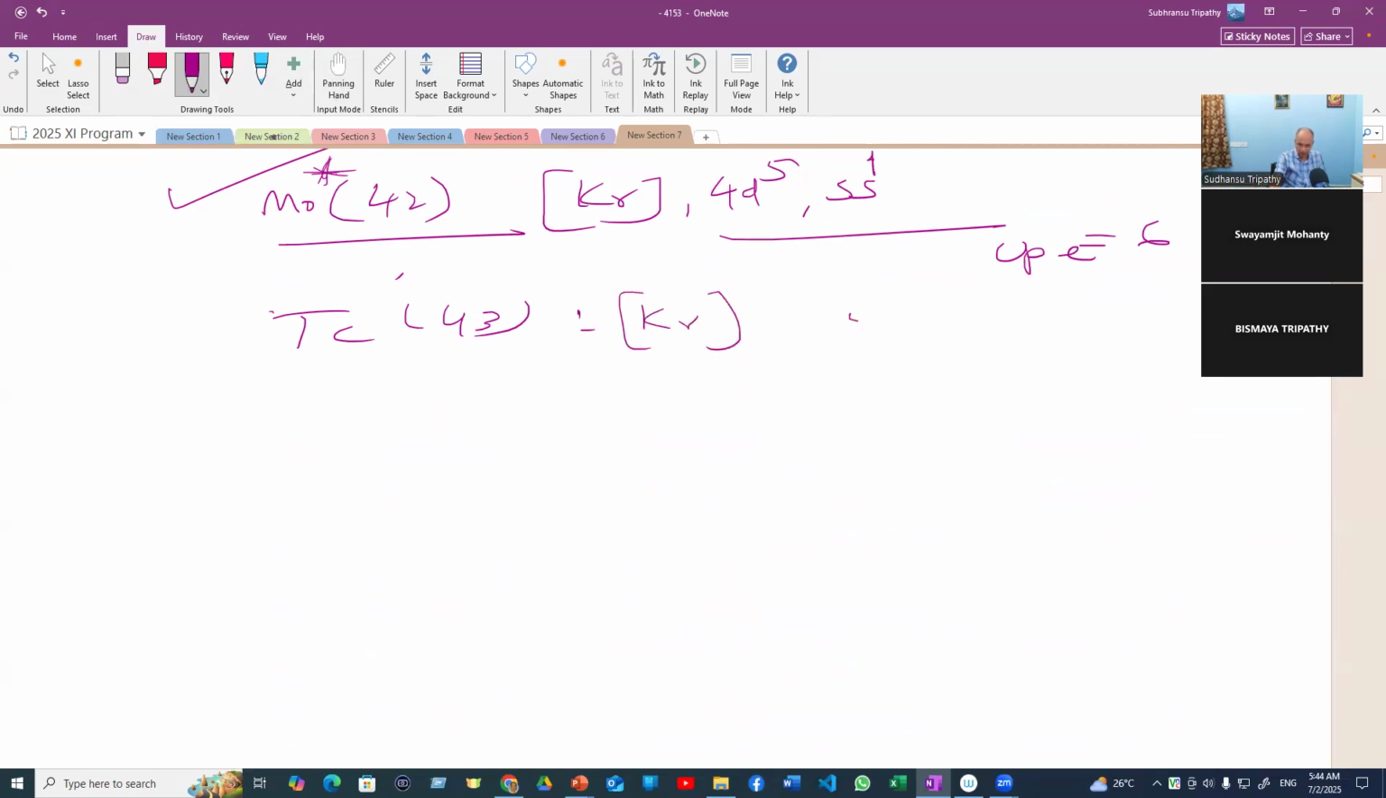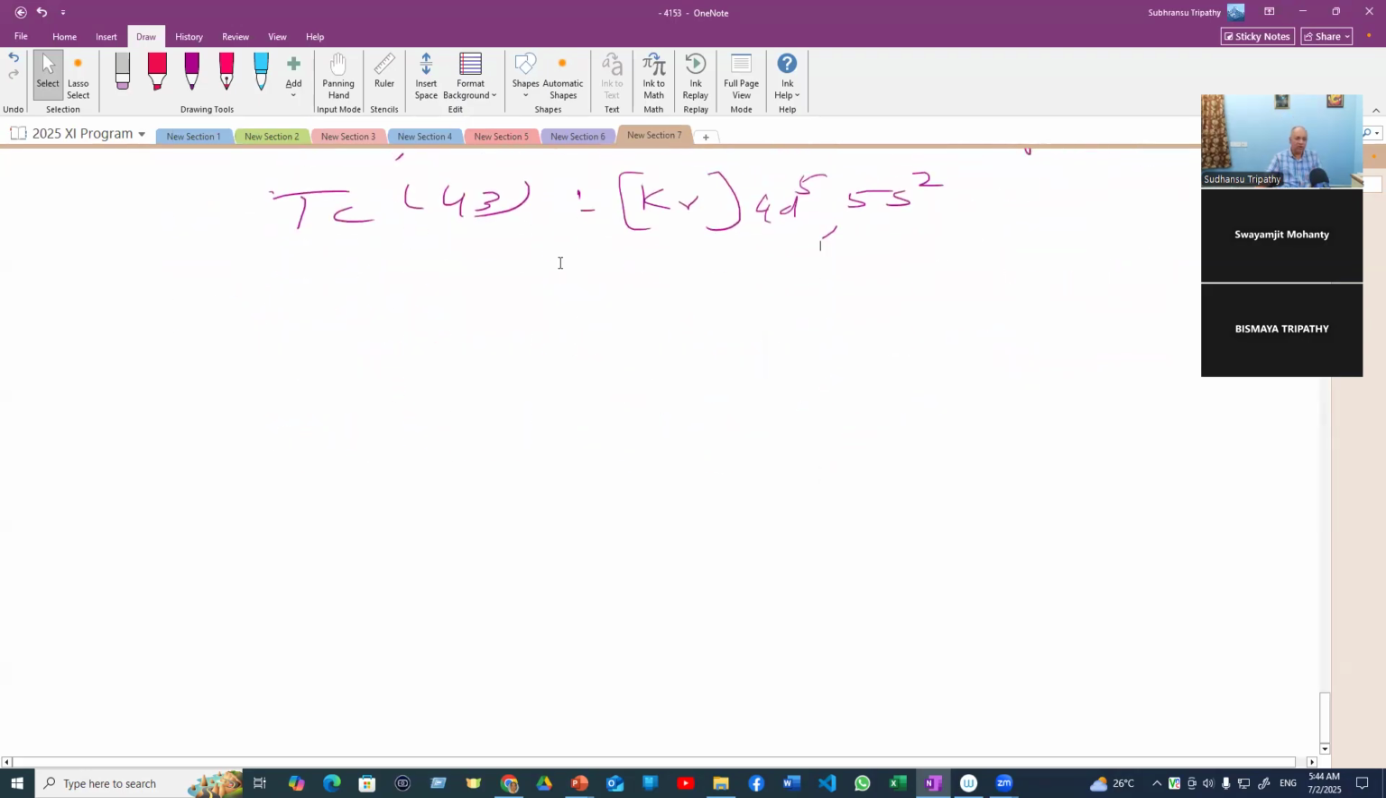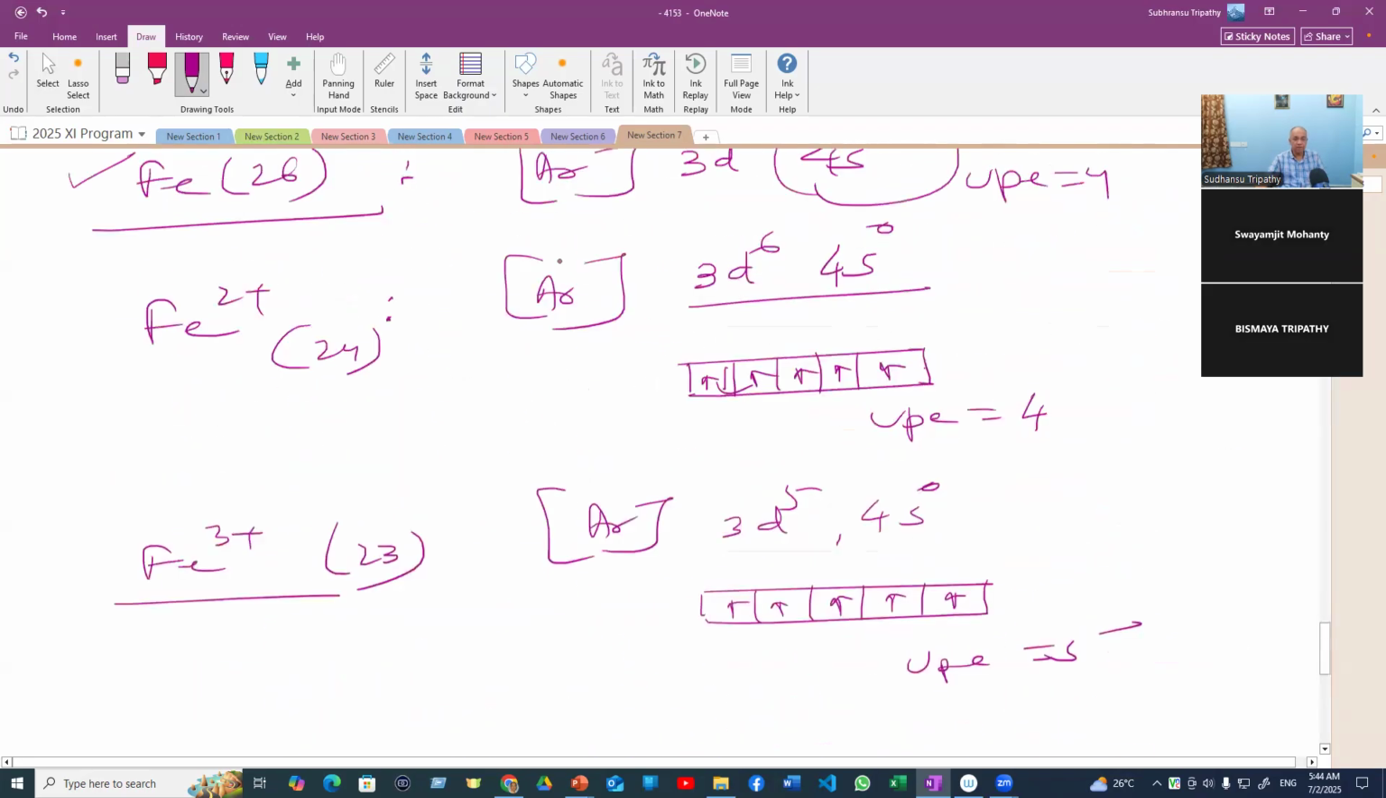This is 5s2 4d5. You can count the number of unpaired electrons, 5. But again, no anomaly. Then after technetium comes what? Below manganese is technetium. After manganese, iron, below iron, what? Ruthenium.